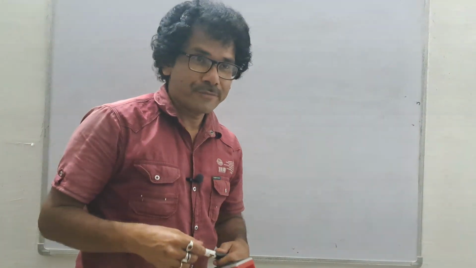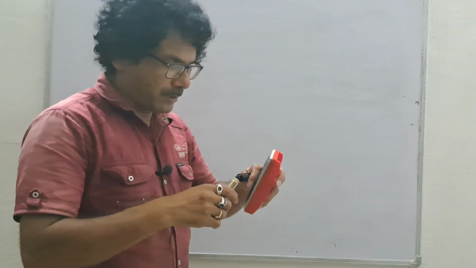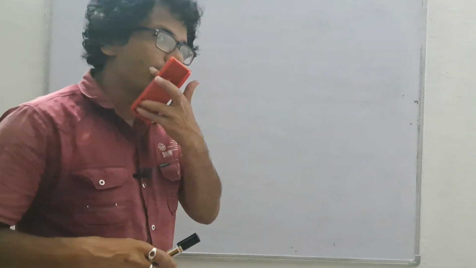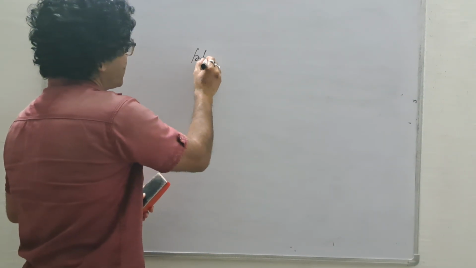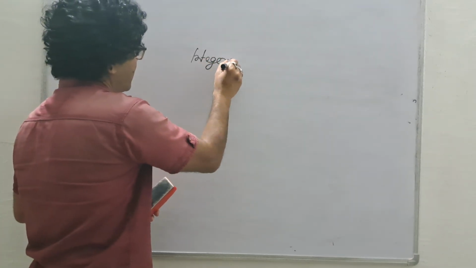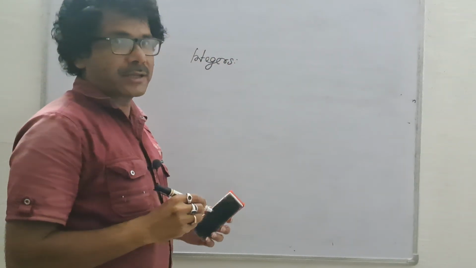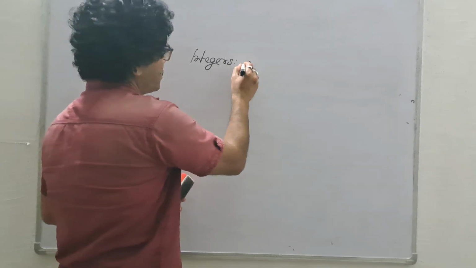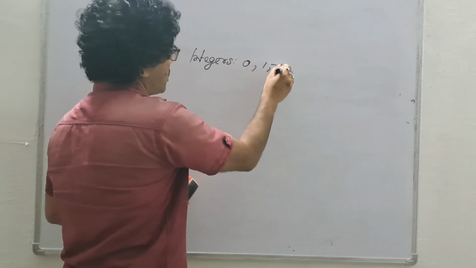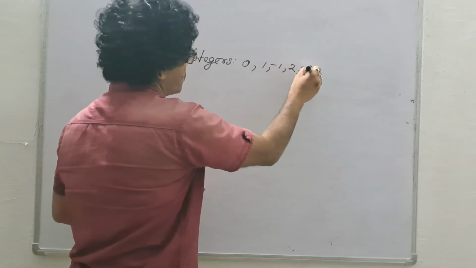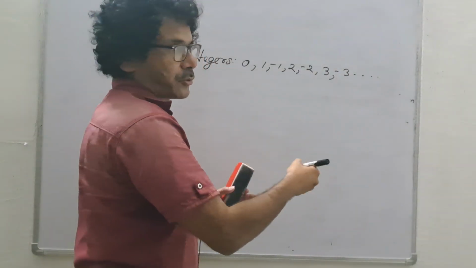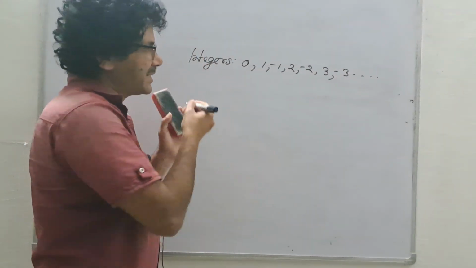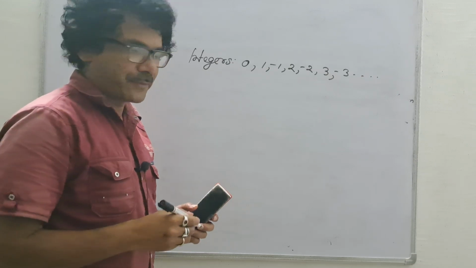Today we'll do a few proofs, okay? And before doing those proofs, we have to know integers. What are integers? You see 0, 1, minus 1, 2, minus 2, 3, minus 3, dot dot dot, 4, minus 4, 5, minus 5, dot dot dot. These are called integers. Okay.